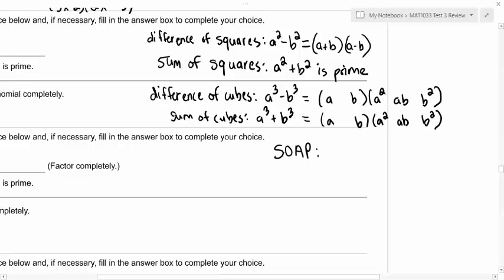Okay. So the S stands for same. The O stands for opposite. And then the AP stands for always positive. And that's referring to the sign. So what happens is the first sign is the same as the problem. So if it was minus, it stays minus. If it was plus, it stays plus. The second sign is the opposite. And the last sign, no matter which problem, is always positive.